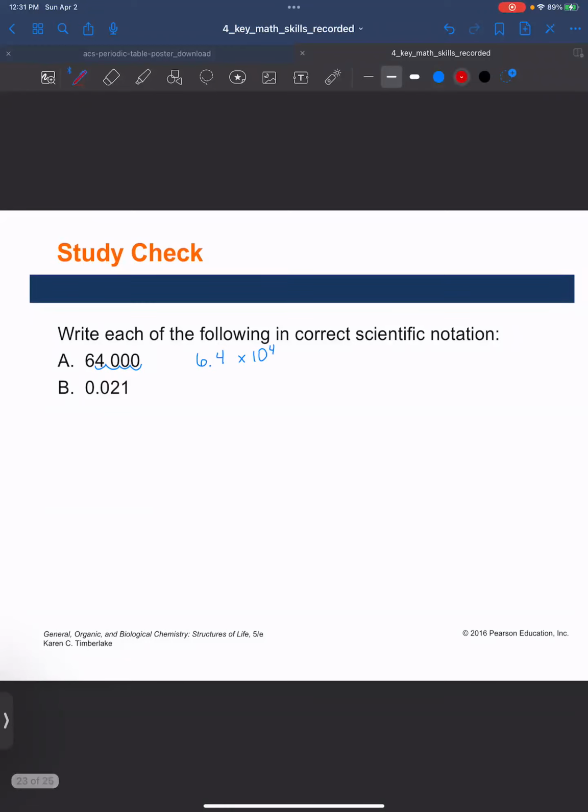And then for this one here, we would put the decimal after the first non-zero number, which is 2. We'd have to move to the left. And so in that case, this is 2.1 times 10 to the -2, because we moved it 2 spaces over. This is a really small number, so negative exponent.